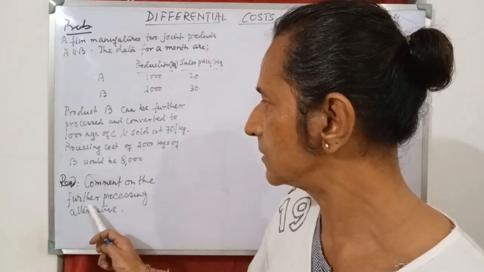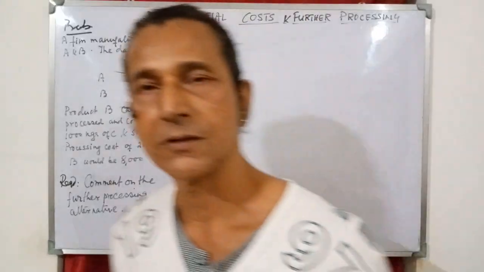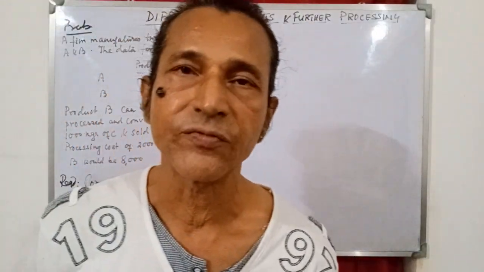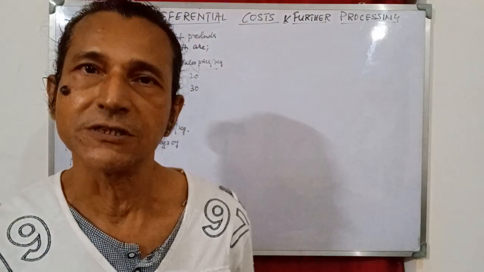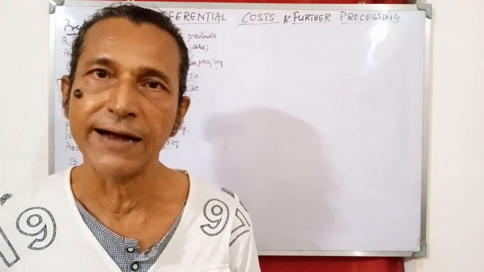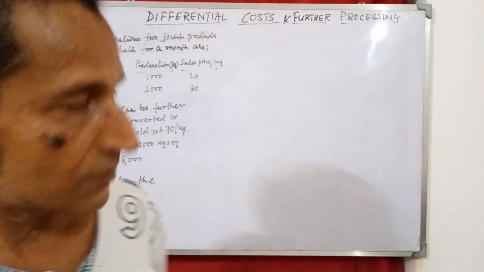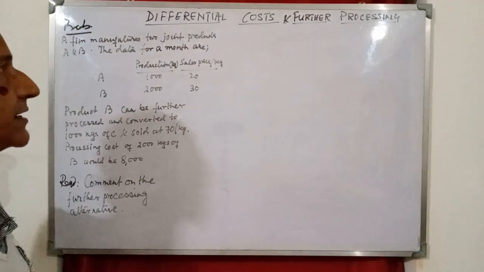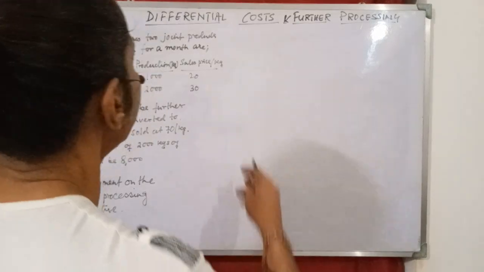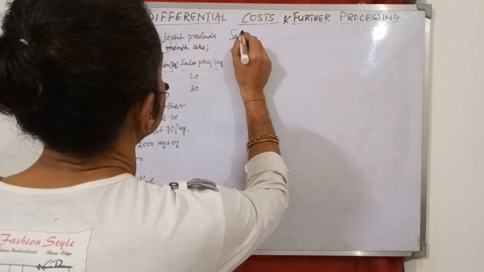So what is required? Comment on the further processing alternative. That means whether the firm would go for further processing, that is processing of product B into C and then sell product C at a much higher price. So we undertake the differential cost analysis. Okay, so this is the solution.